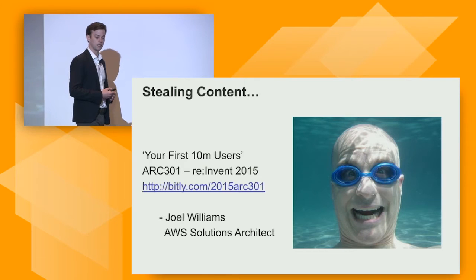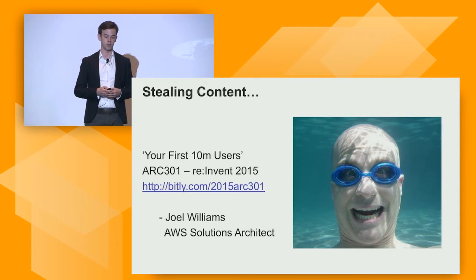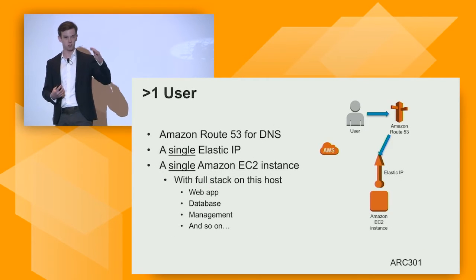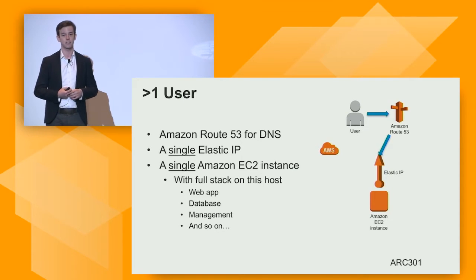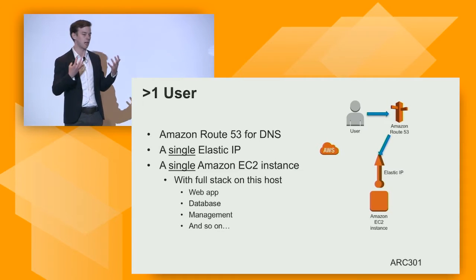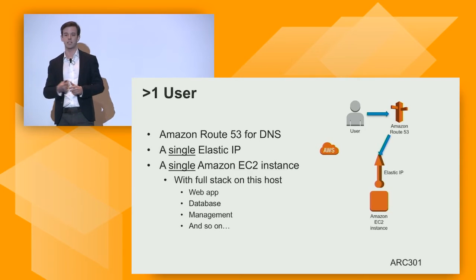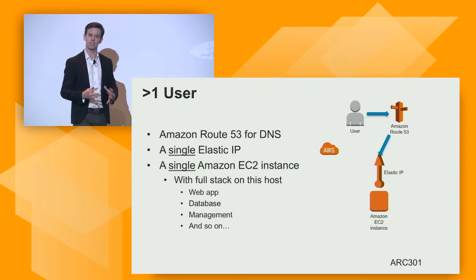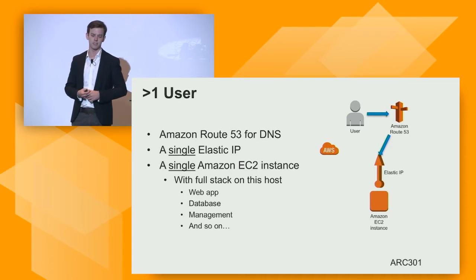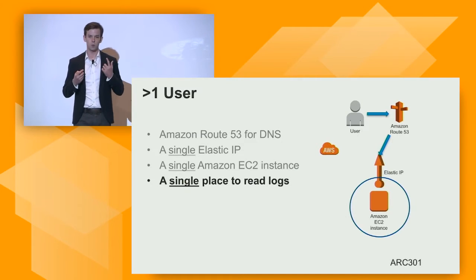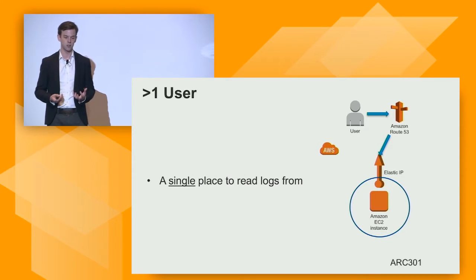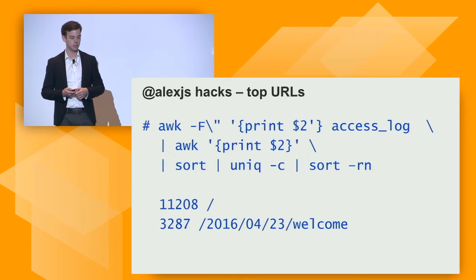What he talks about there is the ability to grow every component of your architecture. Often your platform, when you are 1 user or around 1 user, will start out looking a lot like this. It's a very simple single server setup. Maybe you use Amazon Route 53, maybe you have a single elastic IP address, but you have everything on 1 instance. You have your database server, your web server, your application server, all on 1 instance. So with 1 instance, it's a single place to read logs from. And with a single place to read logs from, you can get away with a lot.